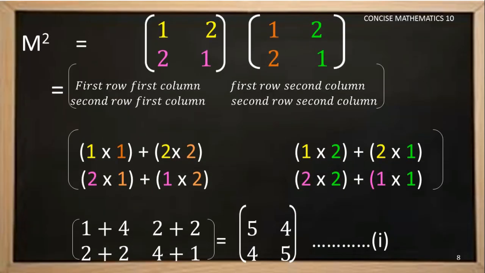First step, it is M square. Matrix M is again multiplied with matrix M. As they are of the order 2 by 2, the rule followed is same, that is first row, first column, first row, second column, second row, first column, second row, second column. Hence the solution will be [5, 4; 4, 5]. Mark it as result number 1.